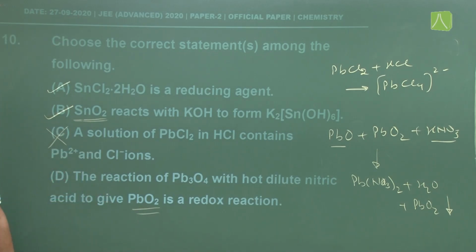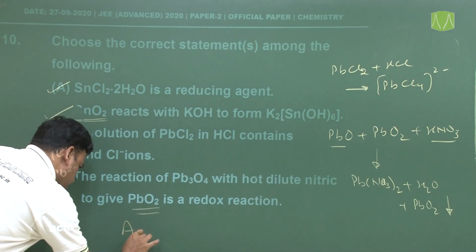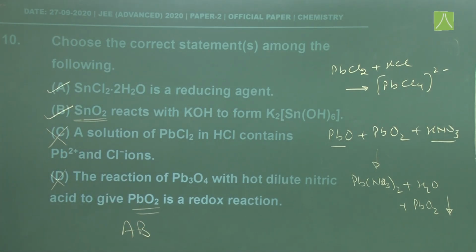Though there was once a question in JEE that PbO2, when reacted with concentrated nitric acid, releases O2, in this question it's especially mentioned that it gives PbO2. So if PbO2 is not further reacting with nitric acid, then this is not a redox reaction. PbO2 is one of the products, so this reaction is only an acid-base reaction, not a redox reaction. So the statement that it is a redox reaction is incorrect, and D is also incorrect. So the correct answer to this question is the first two statements only, A and B.